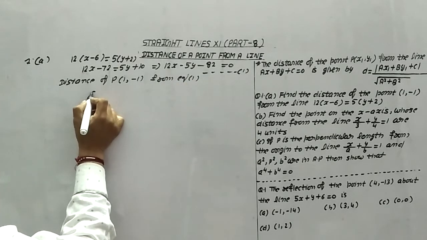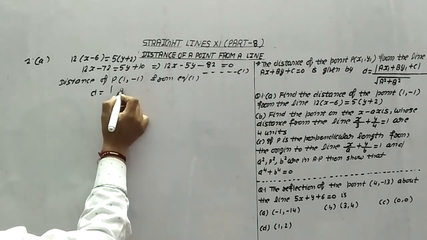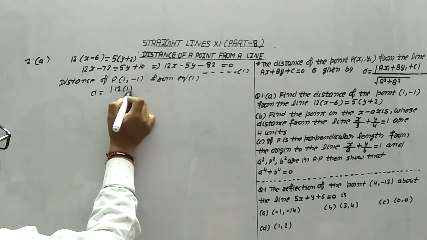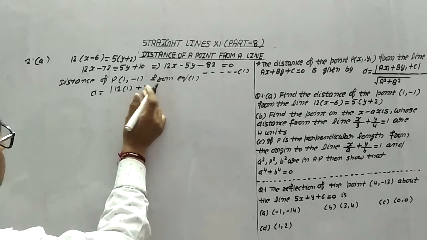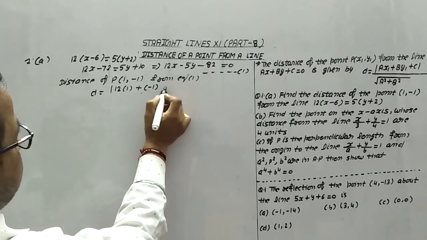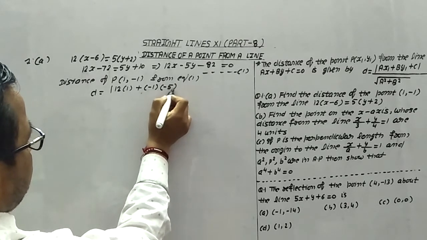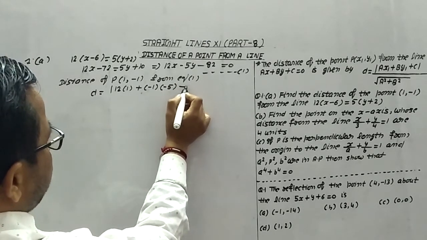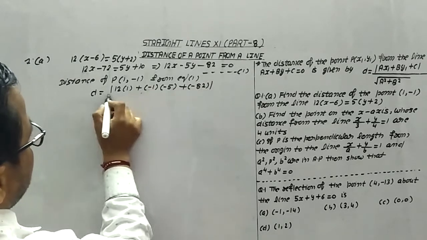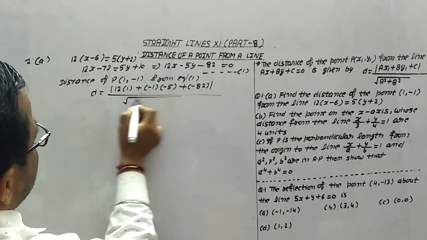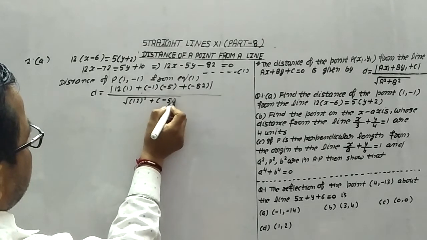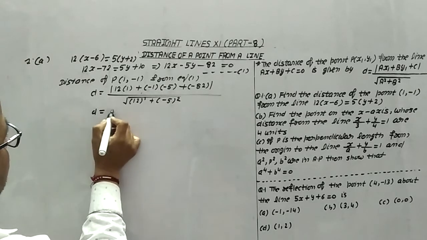Let us suppose this distance is d, equal to the modulus of ax1, it means 12 into 1, plus by1, it means what is b here? b is minus 1, and what is this? Minus 5, plus c, it means minus 82, upon under root a square plus b square, it means 12 square plus (minus 5) square.